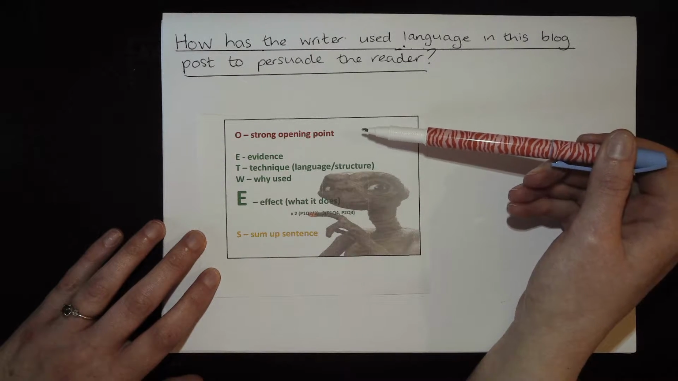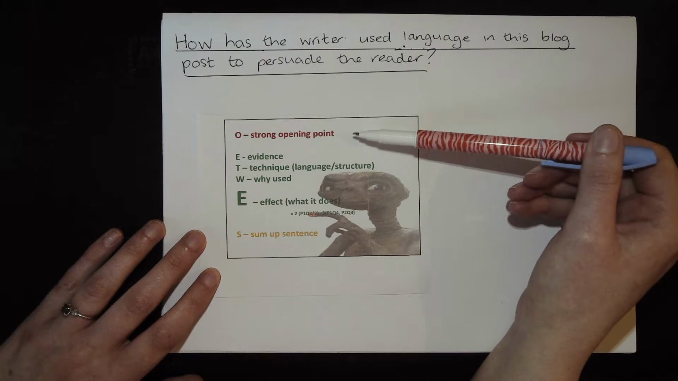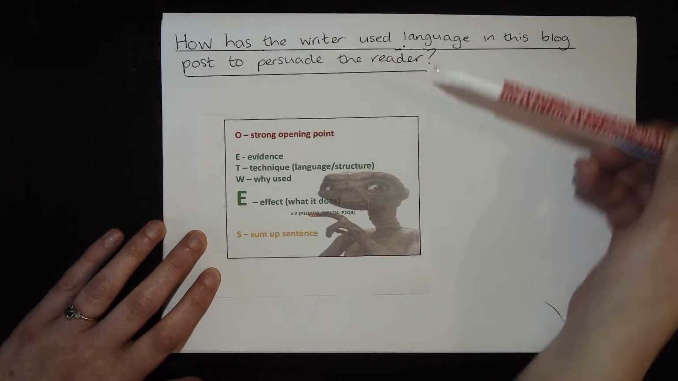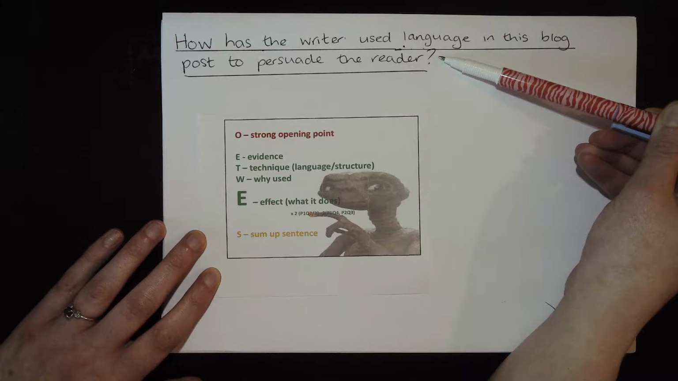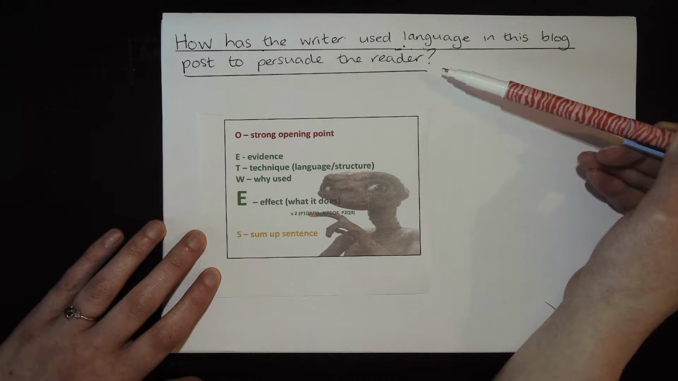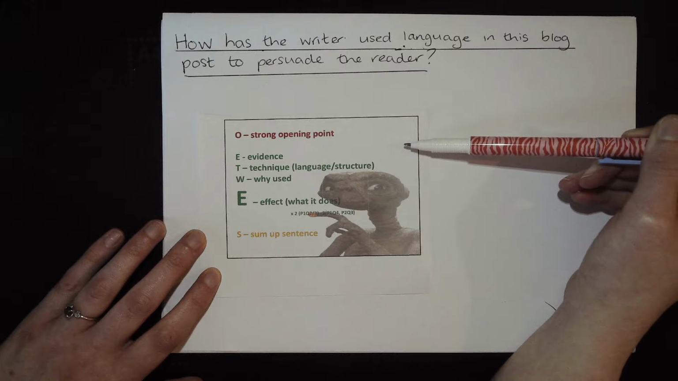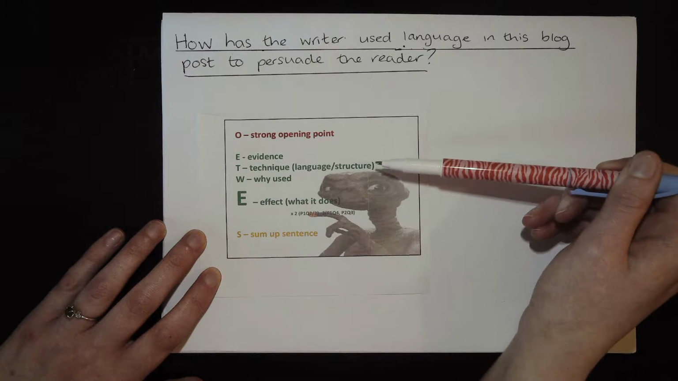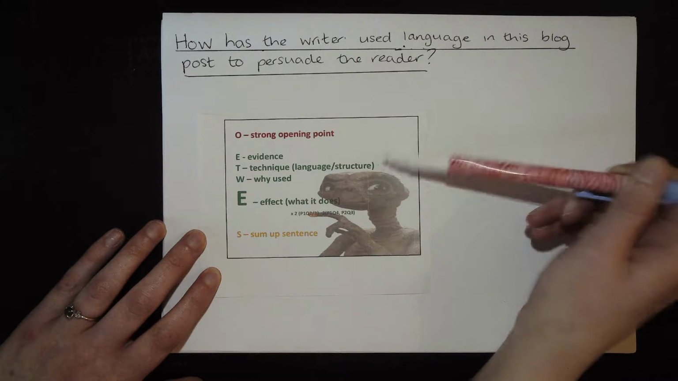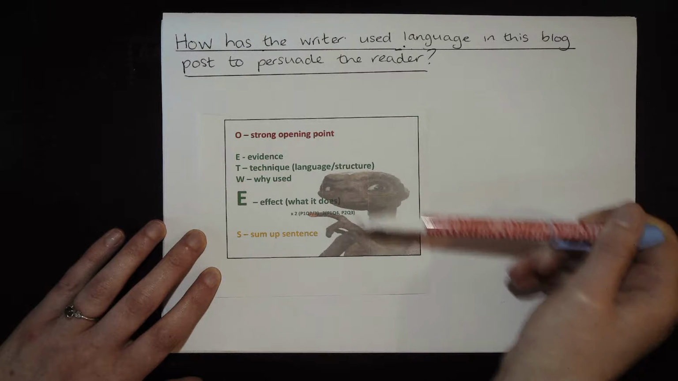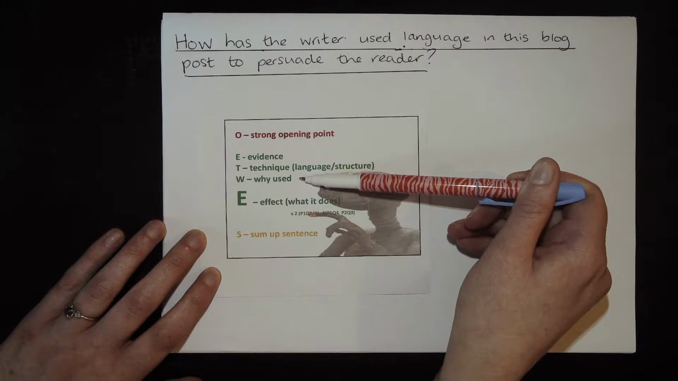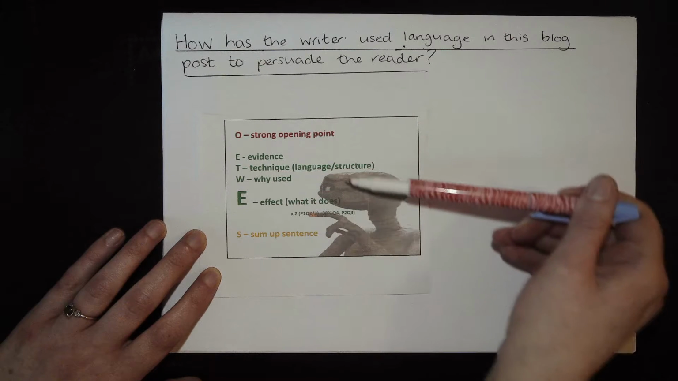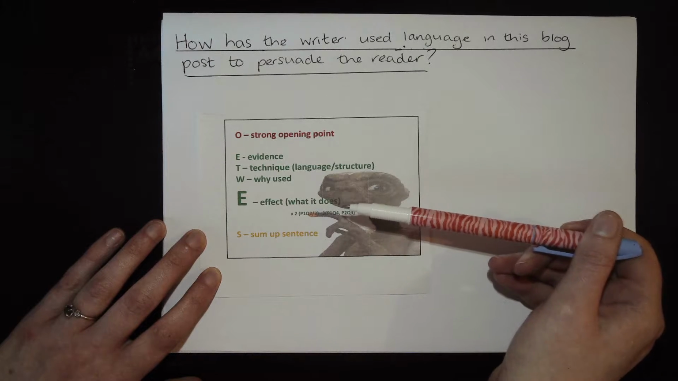Just to talk you through this before I start writing, remember at the start of a piece of language analysis, we want to make a strong opening point. So we want to read the question. We want to think about what is the question asking us and what could I say to answer the question. We're then going to give a quote, a piece of evidence. We're going to say what language or structure technique, in this case language, the writer has used. We're going to say why we think the writer has used it. And we're going to say what the effect is. What does it do to the reader? What does it make the reader think or feel or imagine?